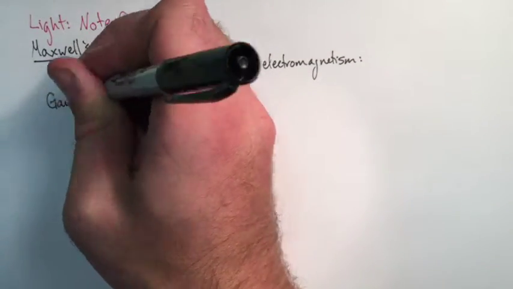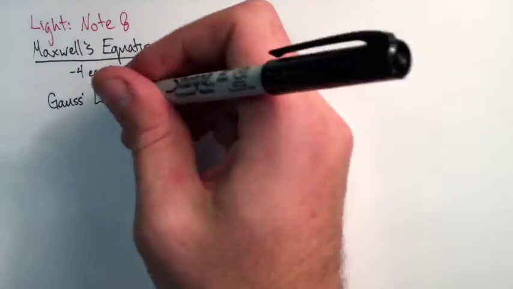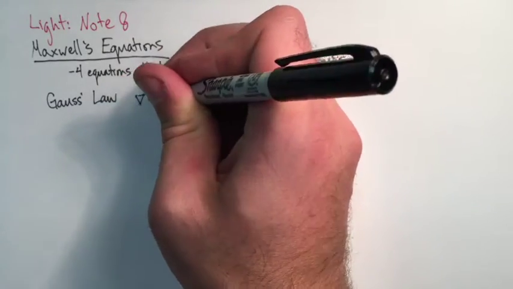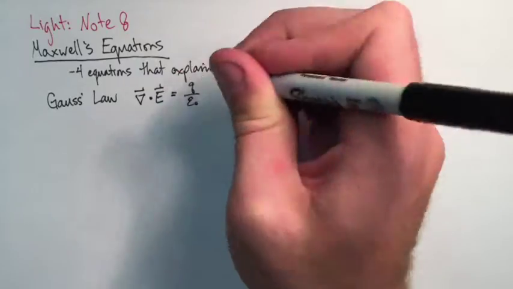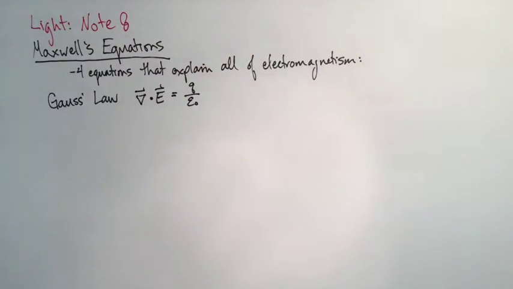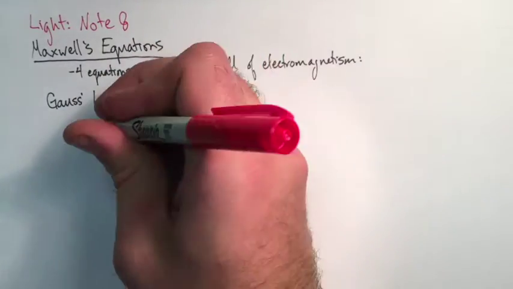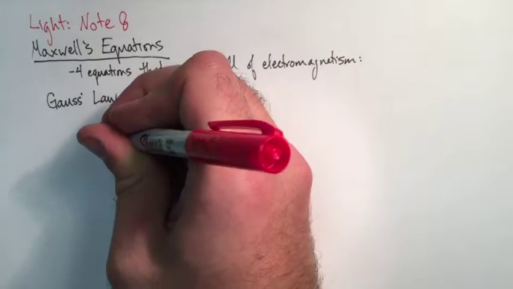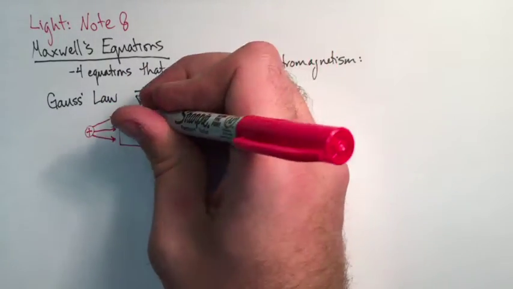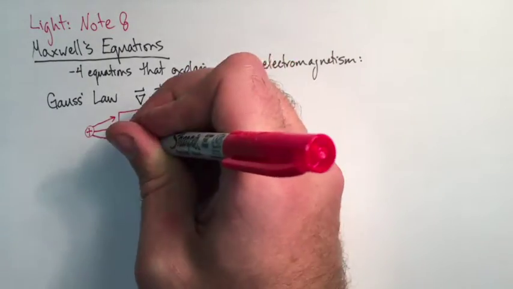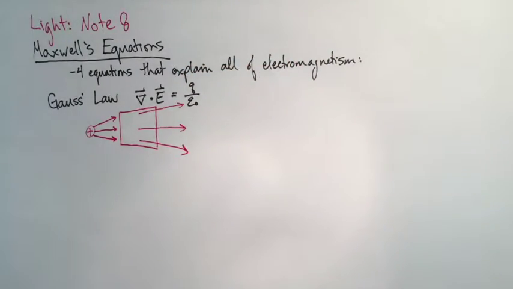The first one he called Gauss's law. Gauss's law basically means the amount of electric field lines that pass through a surface is proportional to the amount of charge. So all this really means is that if we draw a charge, the more field lines that are coming from it, the more intense that charge is. And that's described through that equation above.